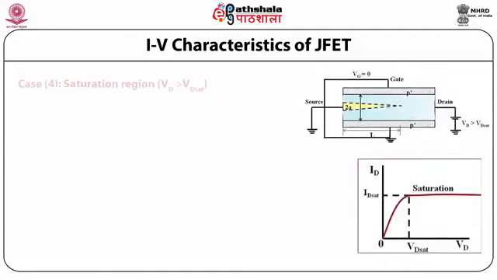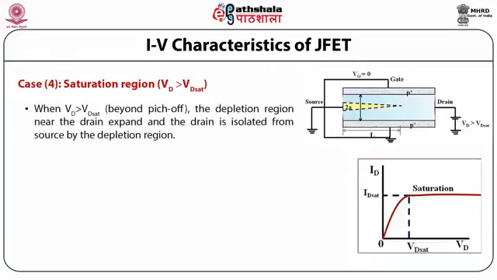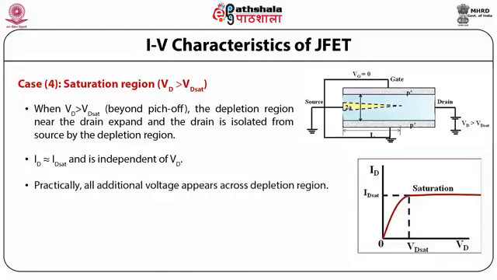Let us now discuss another case, that is the saturation region, where VD is greater than VD saturation. When VD is greater than VD saturation, beyond pinch-off, the depletion region near the drain expands and the drain is isolated from the source by the depletion region. So ID is approximately equal to ID saturation and is independent of VD. So practically all additional voltage appears across the depletion region.